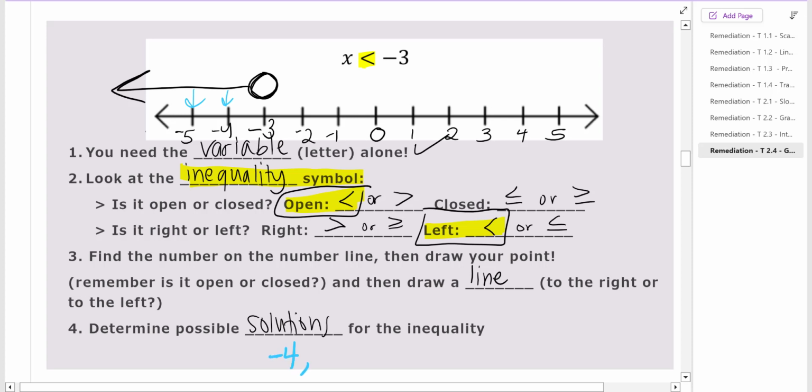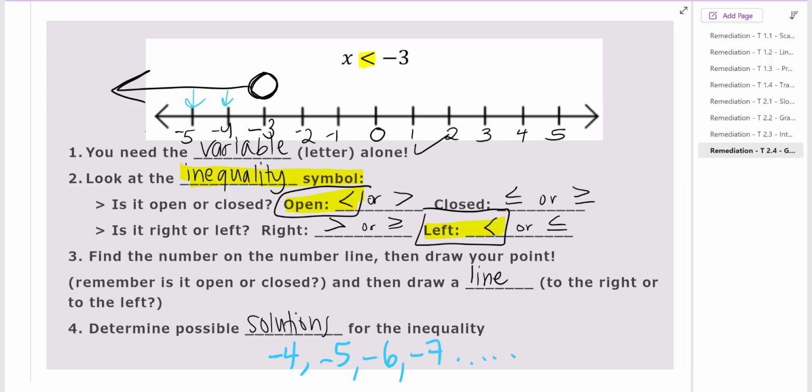So negative 4, negative 5, negative 6, negative 7. So we can continue. Podemos continuar aquí para siempre con las soluciones posibles porque todos están abajo la gráfica. Okay, all of them are below the graph, so that's why they're possible solutions.